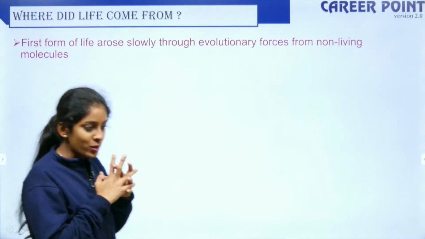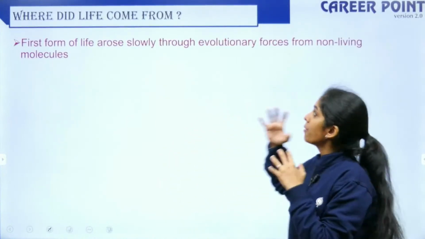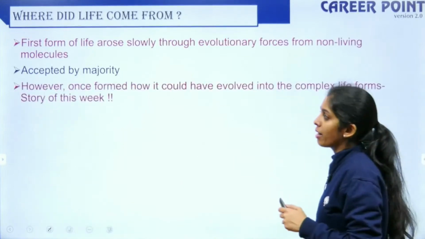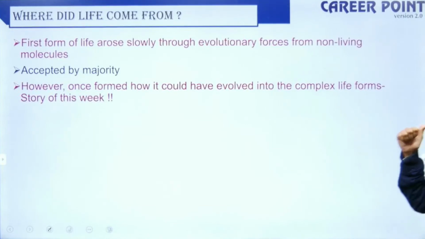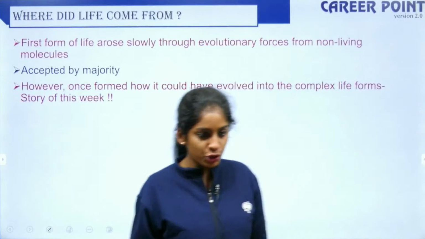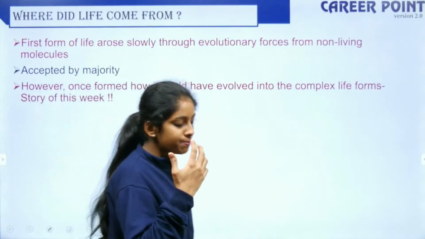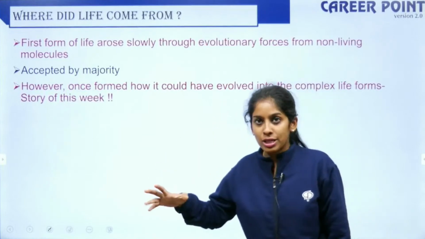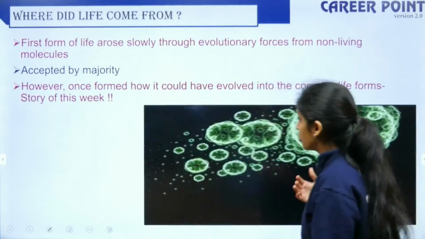So it was believed that the first pre-existing cell came from these non-living molecules, like sugars, amino acids, nucleic acids, etc. So this was accepted by the majority. However, once formed, how could it have evolved into a complex life form? So that is the story of evolution. First life came into the picture from inorganic molecules, which gave birth to diverse organic molecules. But how did it evolve into complex multicellular organisms? That was the question.